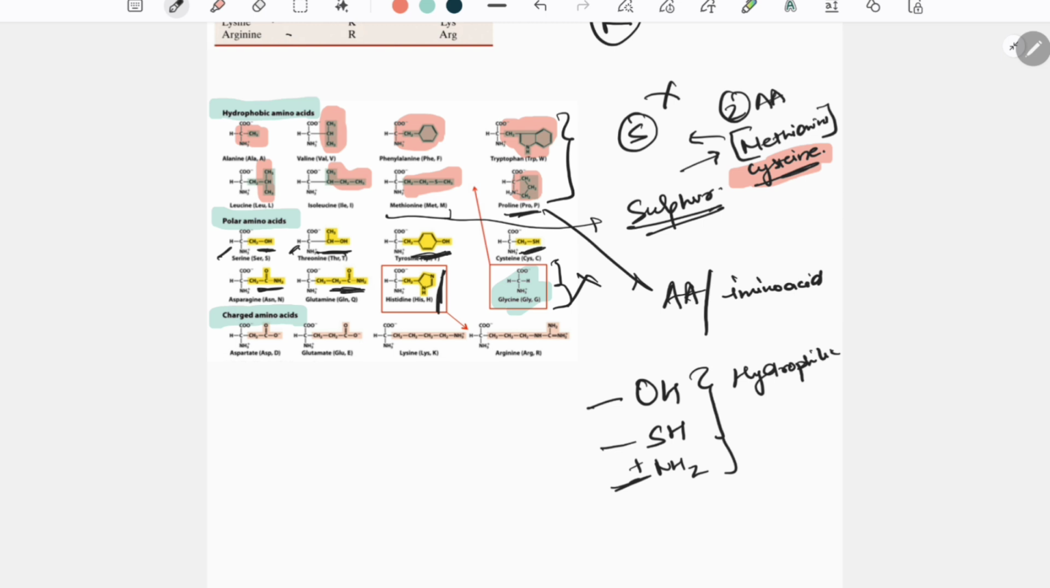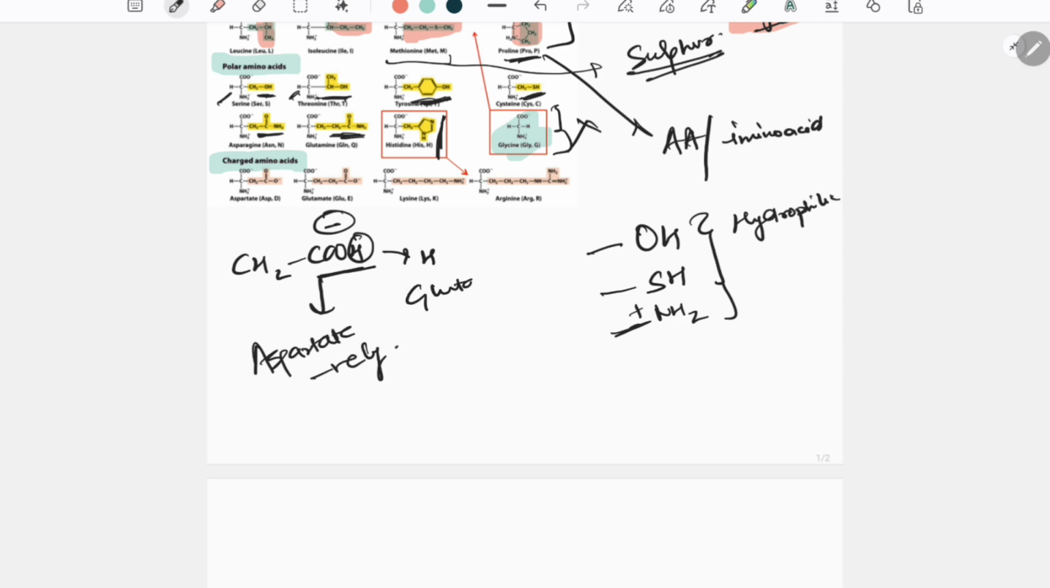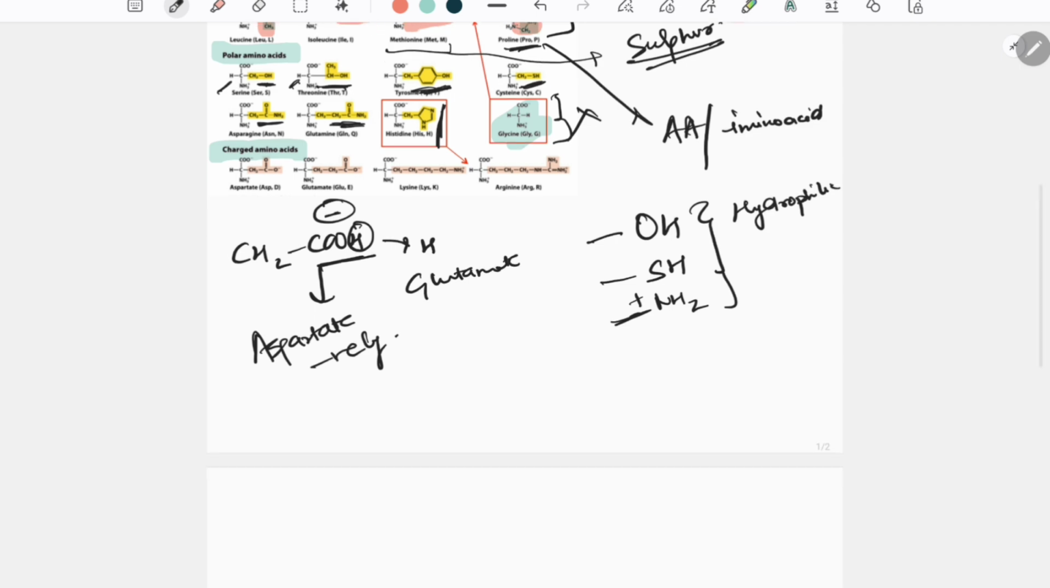For aspartate we have a CH2COOH group, right? When this particular H is released in the system, there is a formation of a negative charge, due to which the overall charge of the amino acid becomes negative. So we have aspartate, which is a negatively charged amino acid, and then we have glutamate, which is again a negatively charged amino acid because there is the addition of 1 carbon more, CH2, and then there is COO negative for the R group, right?